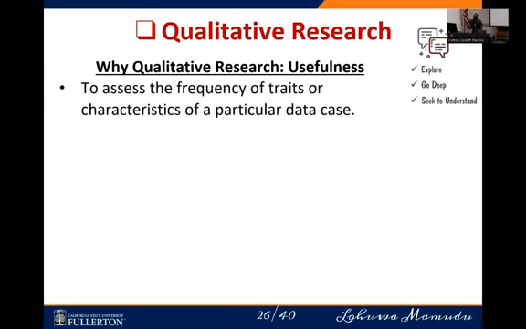So to assess the frequency of traits and characteristics of a particular data case, through qualitative research we are able to know how frequently something is happening. The term quite often used in health is prevalence. How prevalent is the disease within our population? The prevalence can give us a clue of whether this particular disease is endemic, epidemic, or a pandemic, right? So COVID-19 became a worldwide pandemic because it had a high prevalence rate and it was all over the globe. Hence, it was called a pandemic.